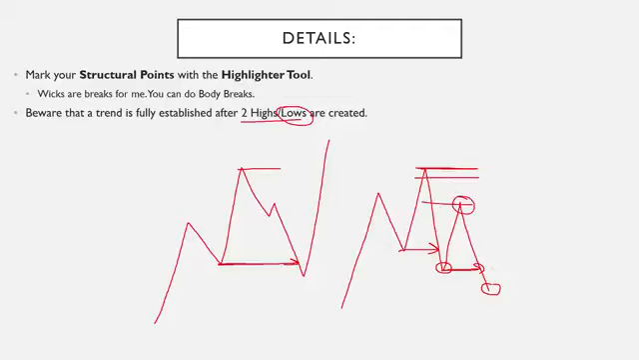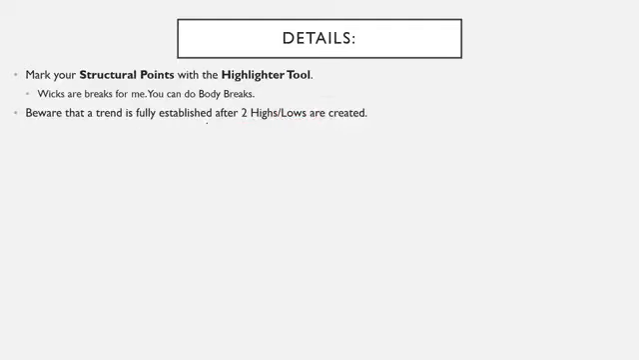When I have a trend change, this is what people call CHOCH, change of character. This is when the character of the market changes from bullish to bearish, and this is when you can potentially expect that a reversal is incoming. But again, a trend is not established before you have two of those highs and lows.